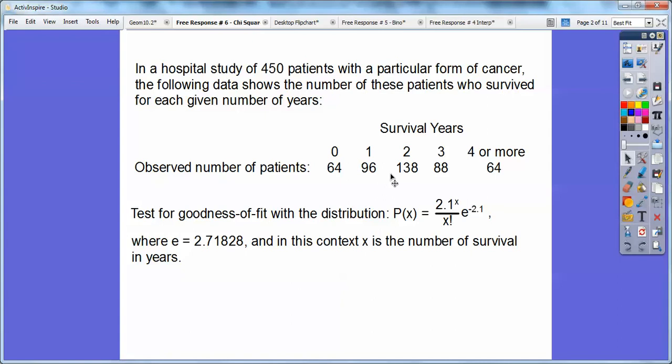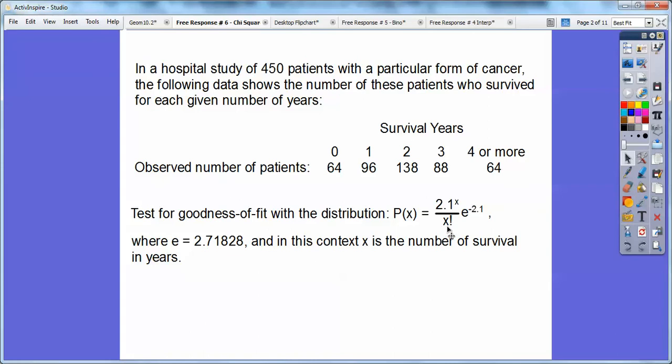So this says test for the goodness of fit with the distribution. This is my probability distribution. I have to use this probability distribution, and I don't know where they got it from. It's just something they gave to me: 2.1 to the x over x factorial.